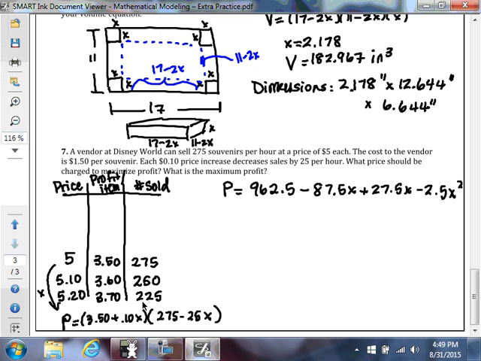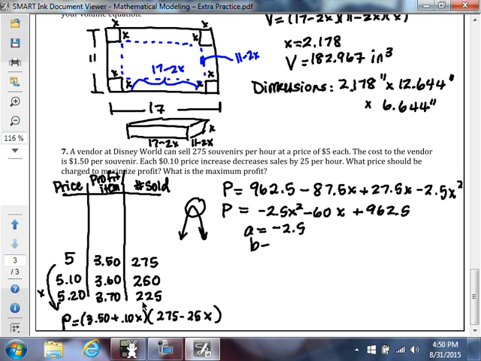All right, so as you're multiplying it out, we just FOILed it out. We can write it in descending order. So we have negative 2.5x squared minus 60x plus 962.5. Sorry, I keep coughing. So if we identify A, B, and C, and notice that we have a downwards parabola, we can find its maximum. So A is negative 2.5, B is equal to negative 60, and C is 962.5.